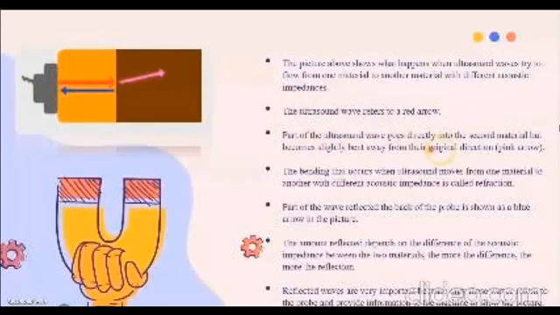Part of the ultrasound wave goes directly into the second material but becomes slightly bent away from its original direction, referred to by the pink arrow. The bending that occurs when ultrasound moves from one material to another with different acoustic impedance is called refraction.